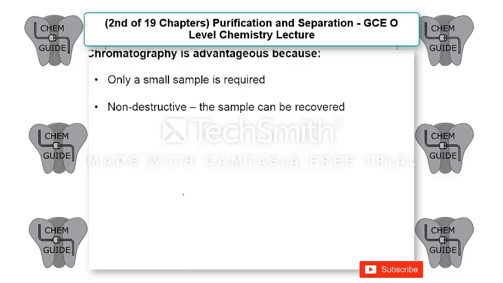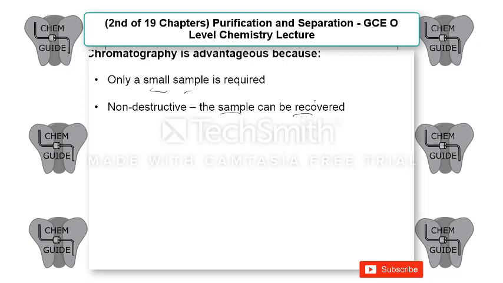This method is good because you only need a small sample. You don't need 1 liter of substance to be chromatographed. You just need 1 single drop, or even much less. And at the end of the day, you can actually recover the sample. You don't destroy the sample in the process.